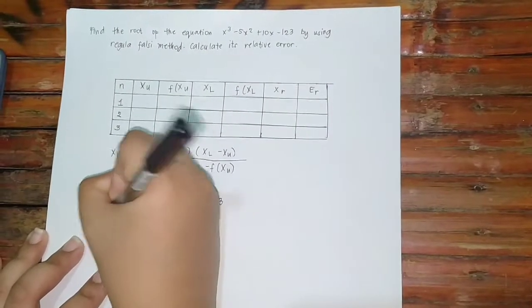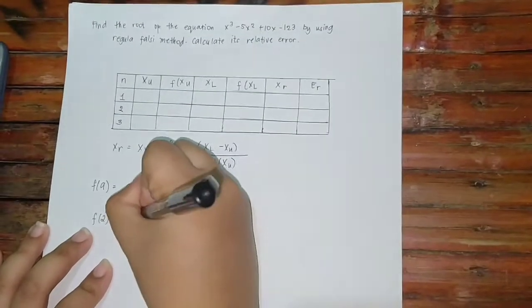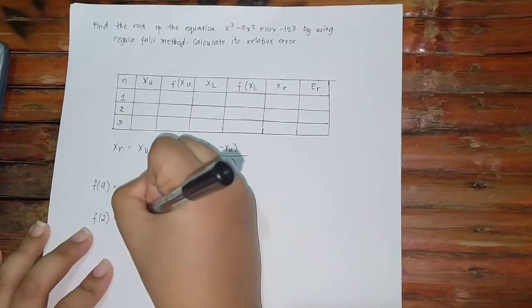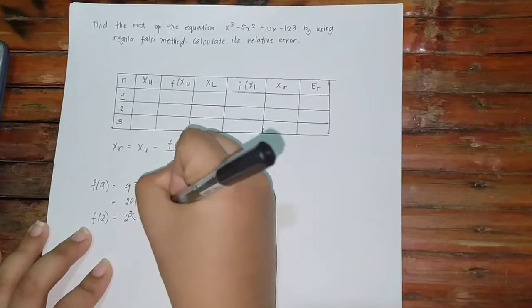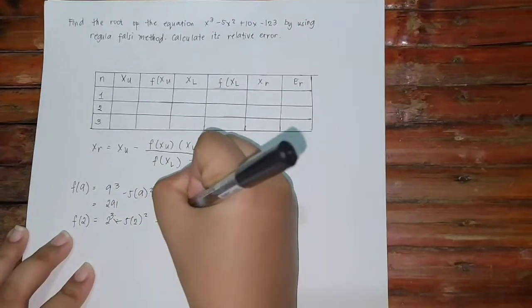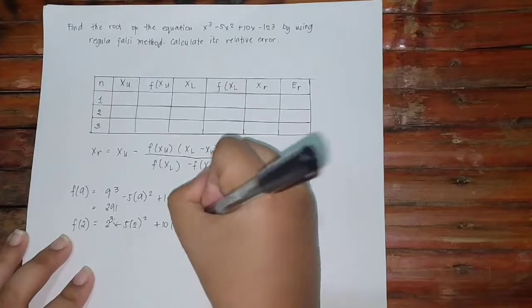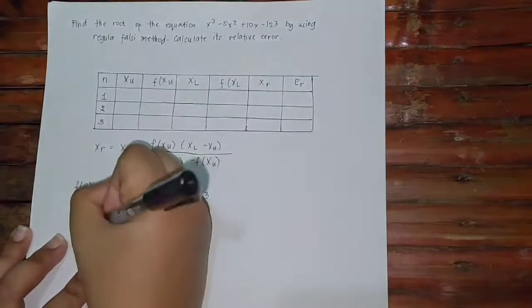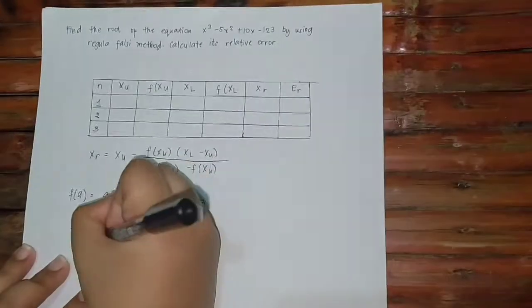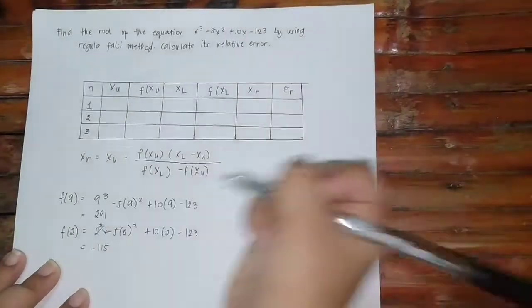Now, we will assume another number lower than 9, so we will assume the number 2. So, 2 cubed minus 5 times 2 squared plus 10 times 2 minus 123 will give us a negative 115.